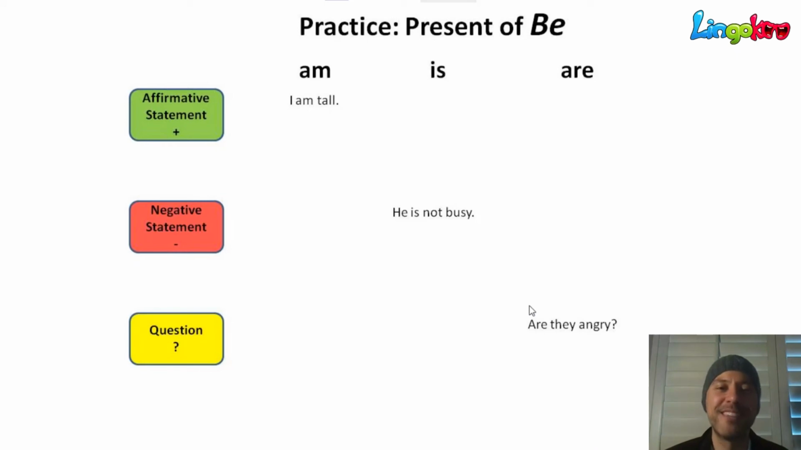And we're back. All right, so let's look at the negative statement of I am tall. So here, all I'm going to do to make the negative is write not. So I am tall will be I am not tall. The question, all I do for the question is put the be verb in front of the subject, and the subject is I here. So here I'm going to write, am I tall?